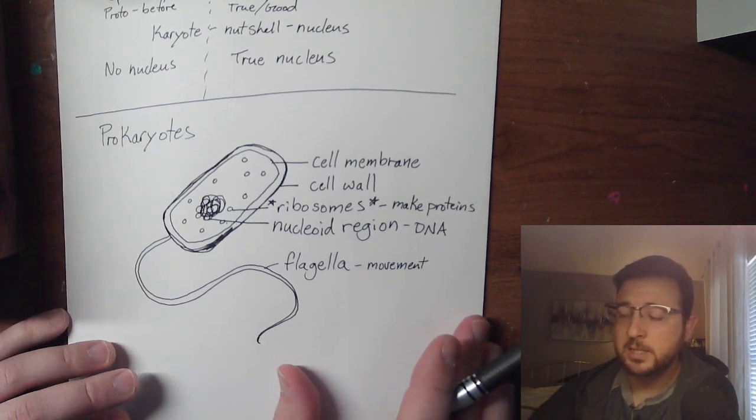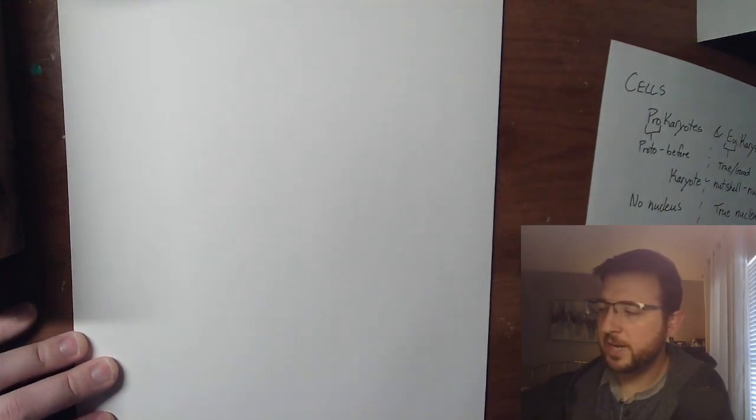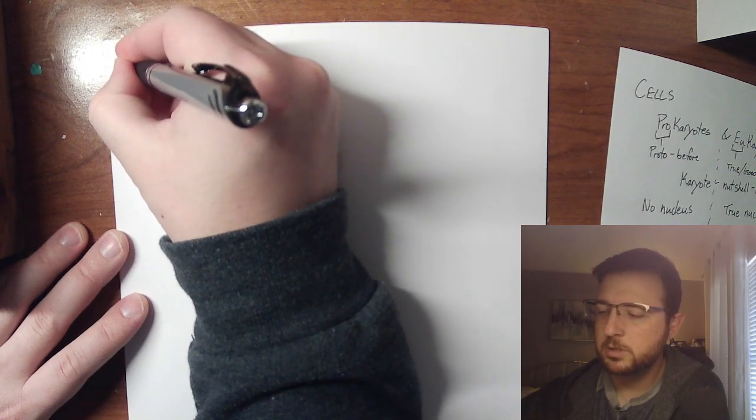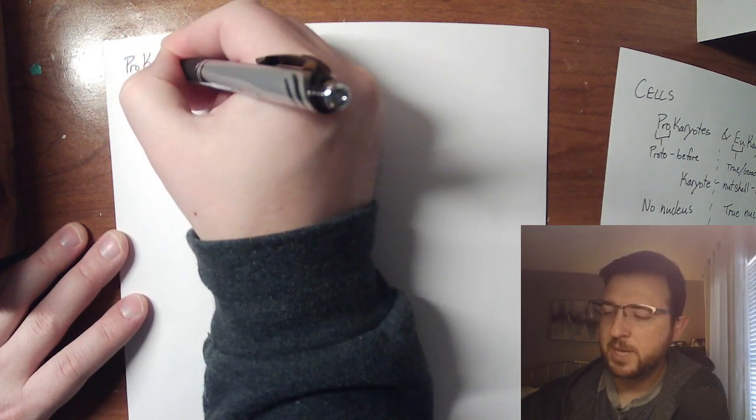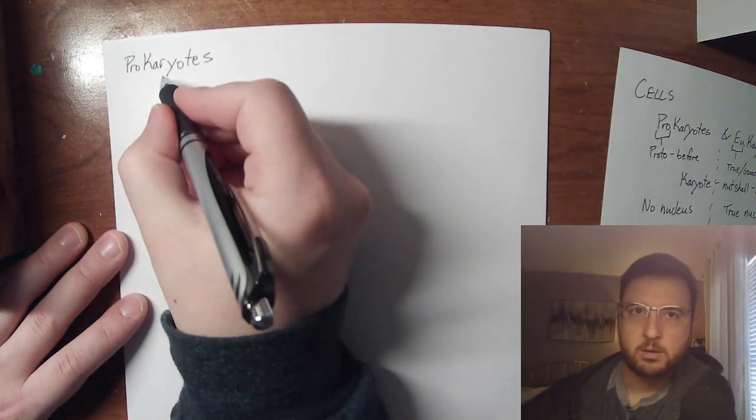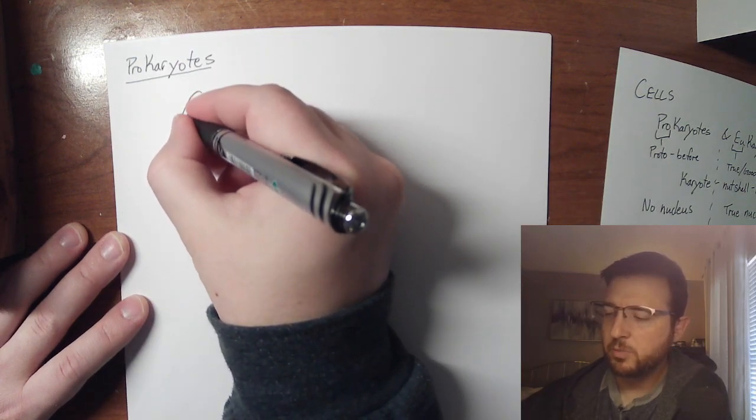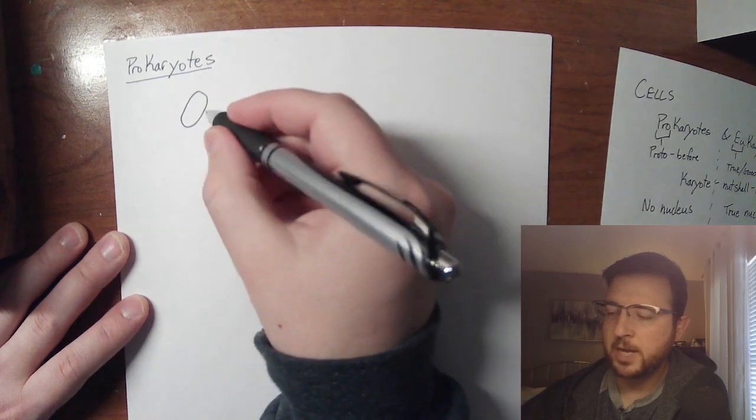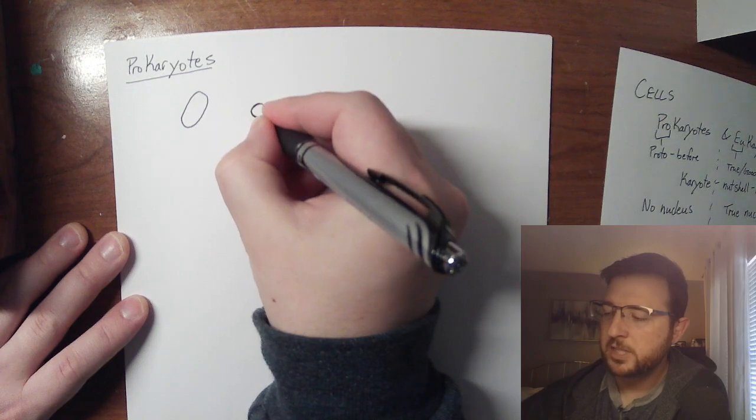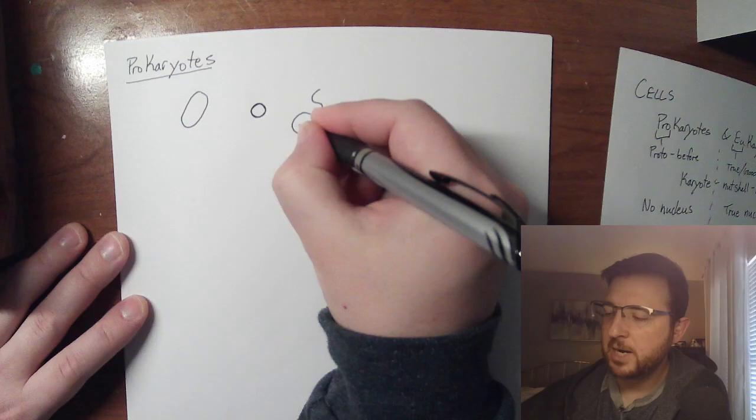Now let's take a look at some common shapes of prokaryotes. So I'm going to go to a new page. I'm going to set that aside. We're still talking about prokaryotes. If you still have space on your page, you can continue drawing and writing on your page, but I'm just continuing. So there are 3 common shapes of bacteria I would like you to know. There's one that's kind of oval or rod shaped. There's one that's spherical or round shaped. And there's one that's like spiral shaped.